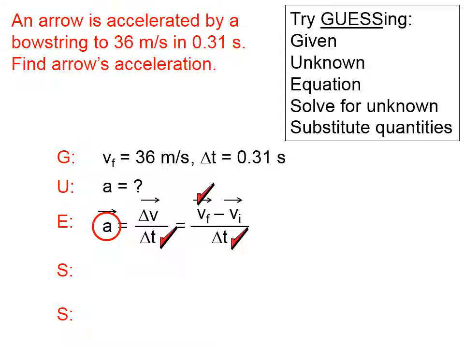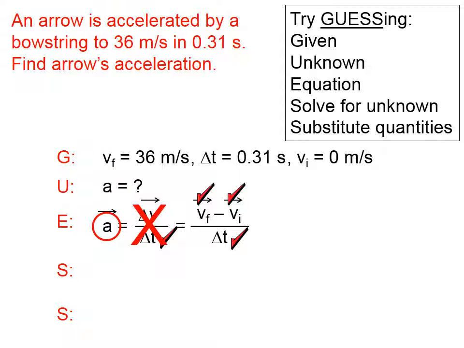So now we have to think, wait a minute, the arrow will start from rest, so I do know the initial speed. It's hidden in the problem. It's just not out there for us to see clearly right from the get-go. In other words, we don't say it, but it's implied. Now we're ready to go.